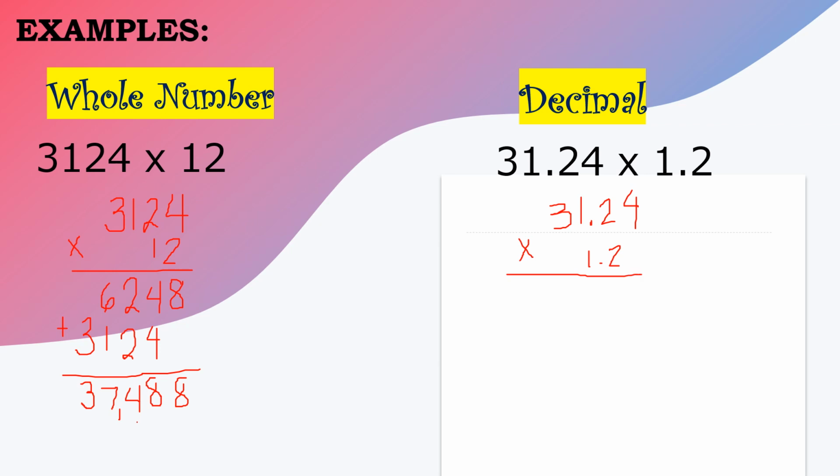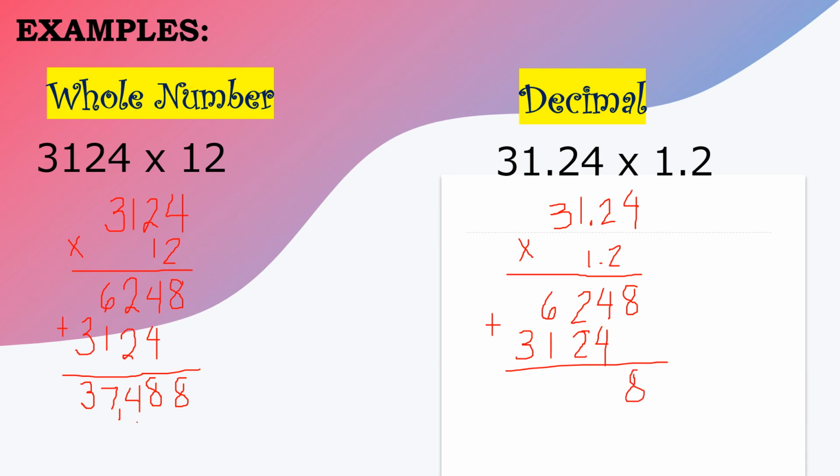So, 2 times 4 is 8. 2 times 2 is 4. 2 times 1 is 2. 2 times 3 is 6. Tapos na tayo sa 2. Let's proceed to 1. So, 1 times 4 is 4. 1 times 2 is 2. 1 times 1 is 1. And 1 times 3 is 3. Okay, add natin. Okay, so bring down 8.